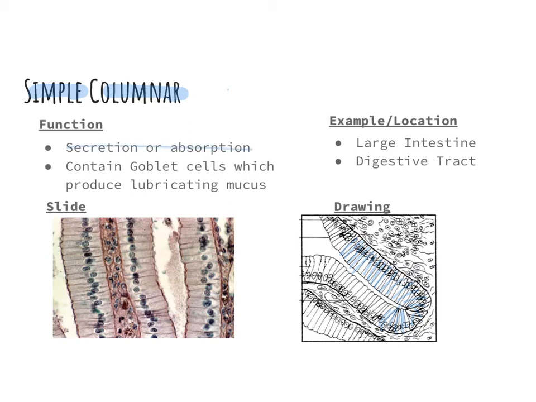They secrete and absorb just like simple cuboidal, but they have one additional feature. They contain goblet cells, which secrete mucus. So if you think about your digestive tract, your large intestine, we want that mucus there to help make our food glide through our digestive tract. So that mucus helps, and then secretion and absorption of the nutrients of our food is also really important. If you look at the slide, you can see a very similar image to the picture. All of these column-like cells are lining the walls of your intestines.